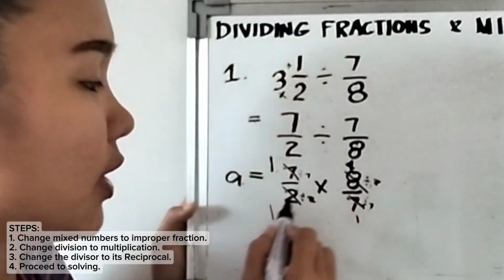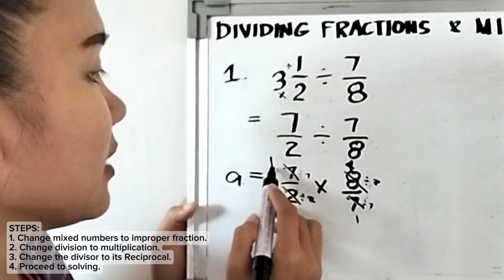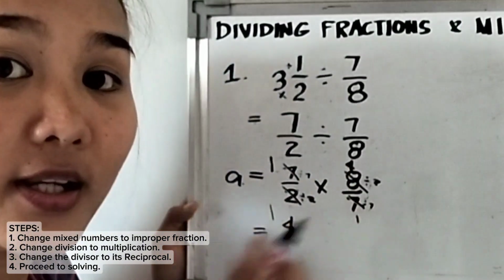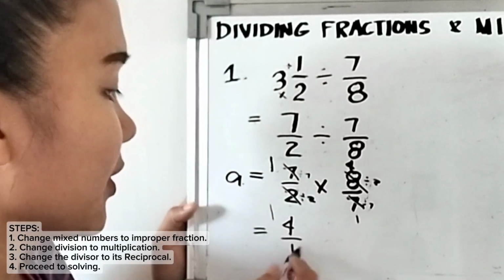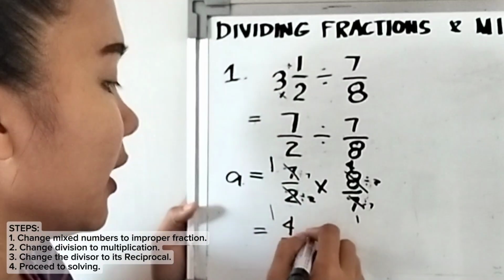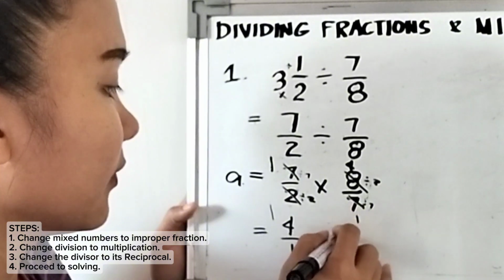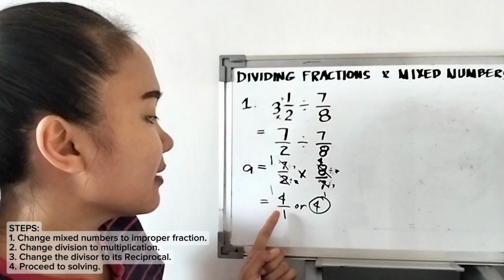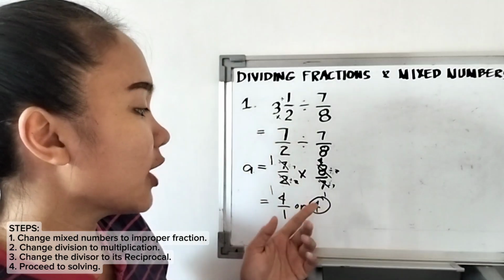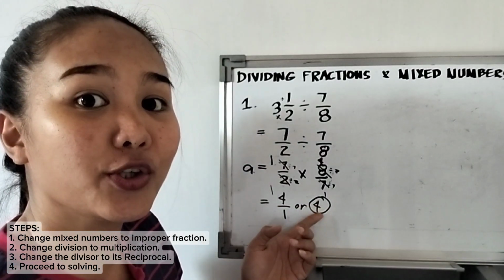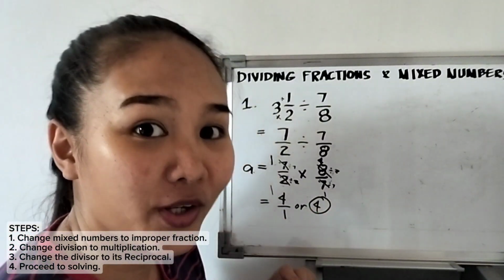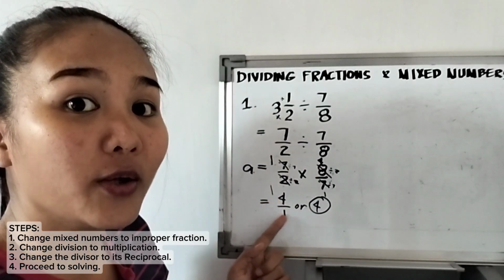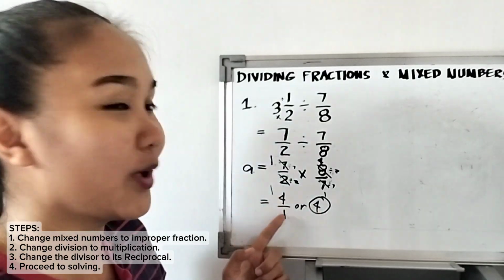Then let us proceed to the operation. 1 times 4. Very good, equals 4. And then 1 times 1 equals, very good, 1. So we have 4 over 1, or that is 4. I already told you that to change whole numbers into fractions, they are always over 1. So 4 over 1, or 4. It also means 4 divided by 1 equals 4.